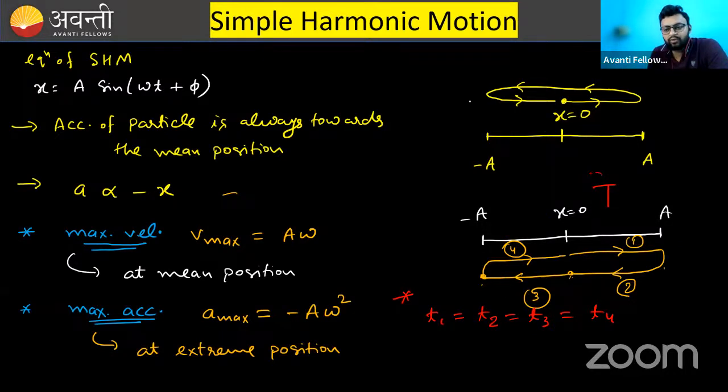If the total time taken to complete one oscillation is T, this is known as the time period. Then the time for one part is T by 4. One part, two part, three part, four part: all four parts take equal time, so one part will take T by 4 time. You can directly remember this result. This is a very common question that may come in your objective or multiple choice questions. All these four parts are identical.